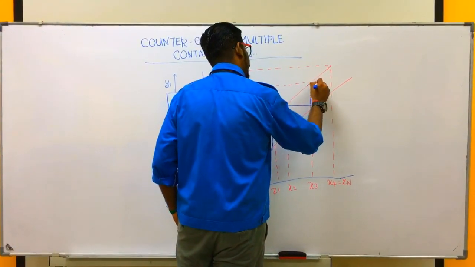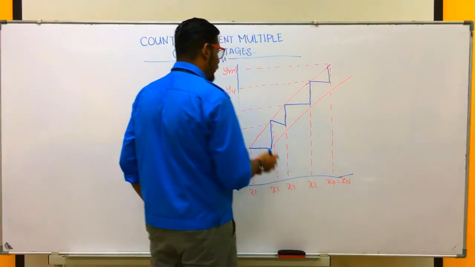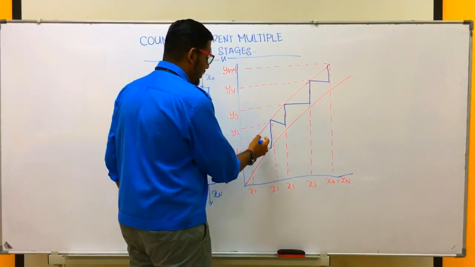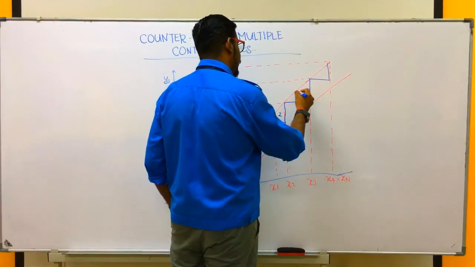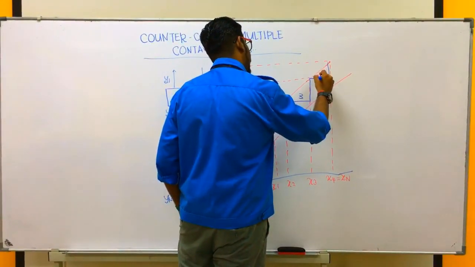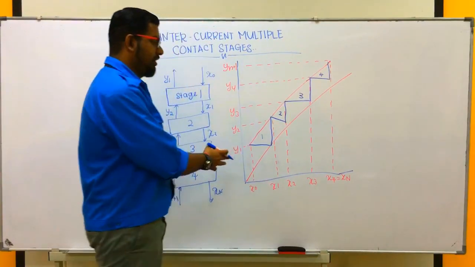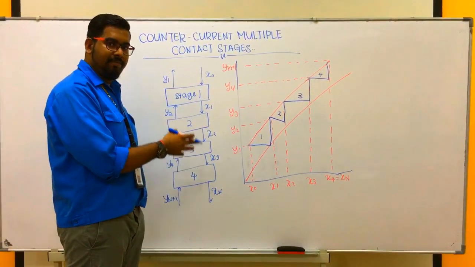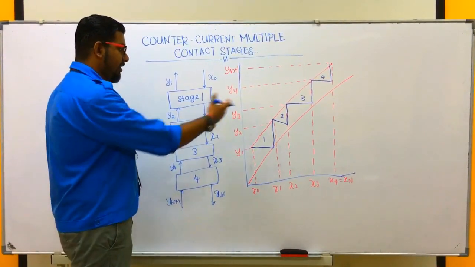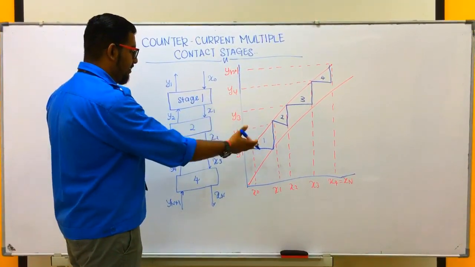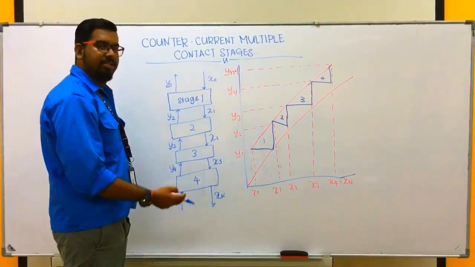From here you can get the number of stages: 1, 2, 3 and 4. So this is the actual and ideal number of stages, which is equal to the theoretical number from the graph. So that's all.